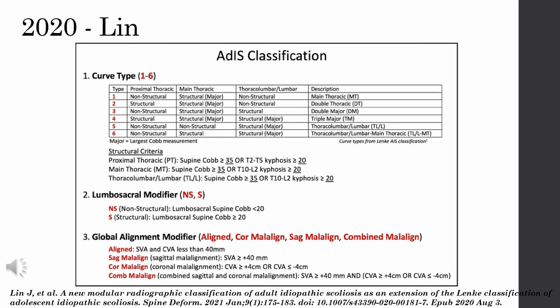The lumbosacral modifier was added because the adult's lumbosacral curve stiffens due to age and degeneration. A structural lumbosacral curve is defined as a lumbosacral curve greater than 20 degrees on a supine coronal radiograph. The global alignment modifier was added to determine malalignment in both the sagittal and coronal plane. 40 mm was chosen as the cutoff for sagittal malalignment to be consistent with the SRS-Schwab adult deformity classification, and 40 mm was chosen as the cutoff for coronal malalignment as it has been shown to be associated with worse scores of SRS-22 and the ODI.